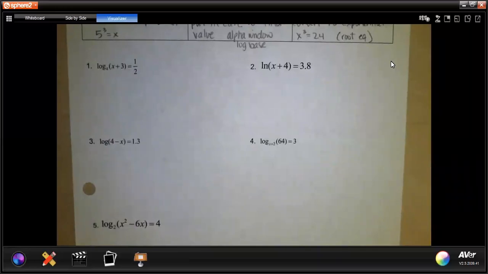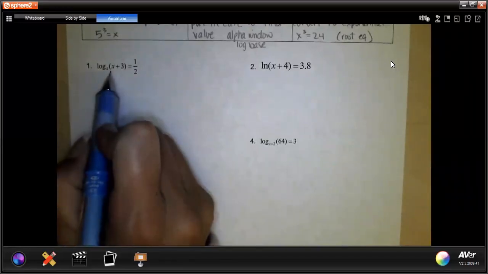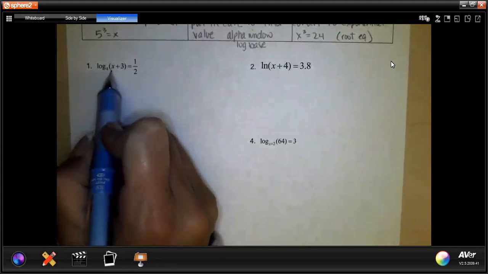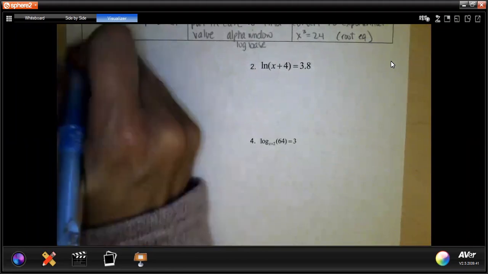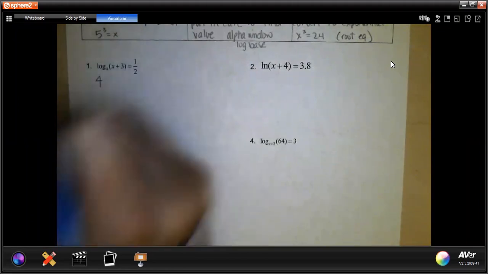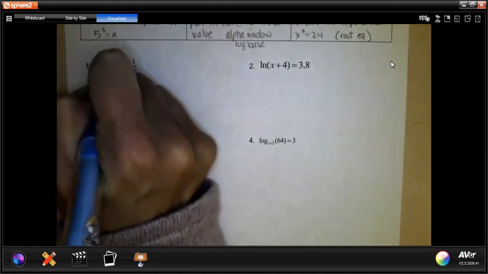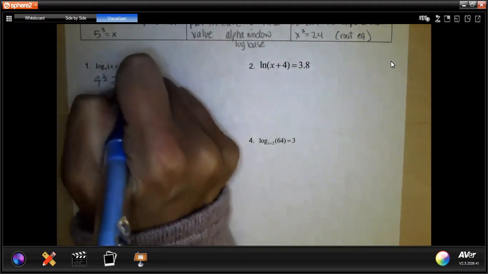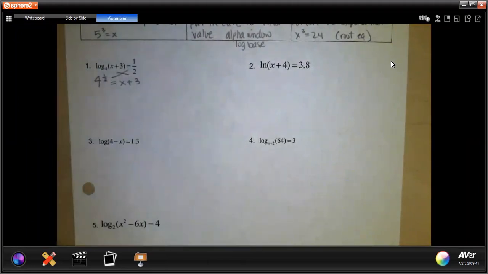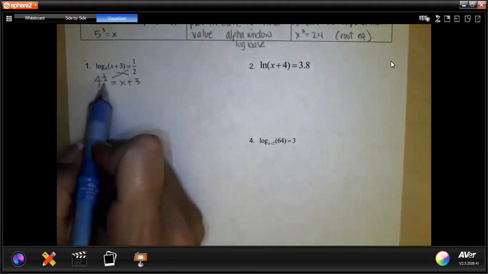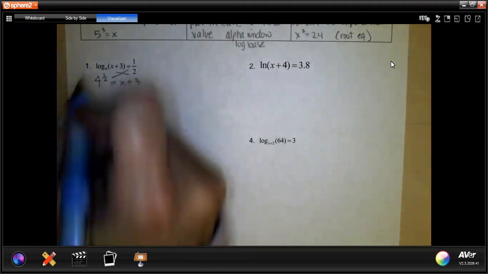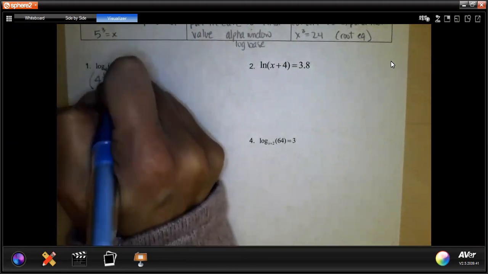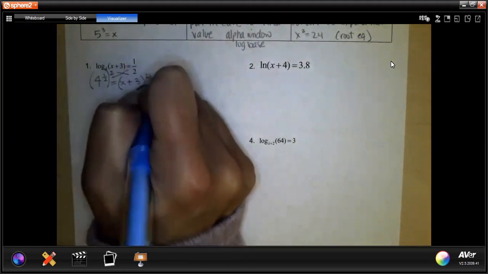All right, so on our first one here, we've got log base 4 of x plus 3 equals 1/2. Our unknown is in the argument. So we need to convert this to an exponential in order to solve. So I drop my 4 and I get 4. These two switch, so that is 4 to the 1/2 power is equal to x plus 3. Now we learned in the radical unit that this right here is the same thing as the square root, so we could take the square root, or we can go ahead and square both sides.